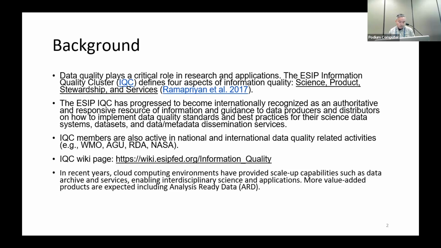The ESIP Information Quality Cluster was formed many years ago. And over the years, we have published recommendations and research papers to improve data quality. Our members are active in national and international data quality activities, such as WMO, AGU, RDA, and NASA. You can find our wiki pages here. There's a link there. And we encourage you to be a member of the cluster and participate in our activities, including our monthly teleconference and future ESIP meetings.